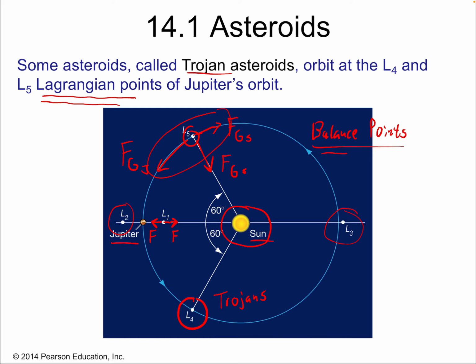We take advantage of those for artificial satellites. There's a famous, or very, very soon to be famous, space-based telescope, much like the Hubble telescope, but more sophisticated, called the Webb telescope.